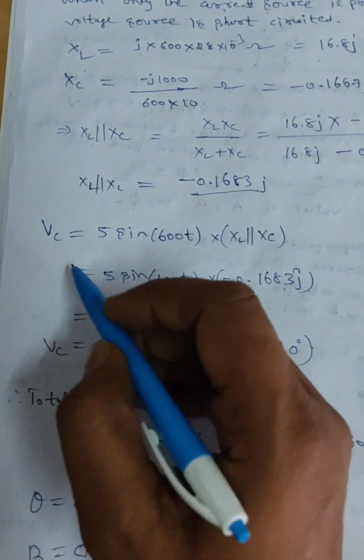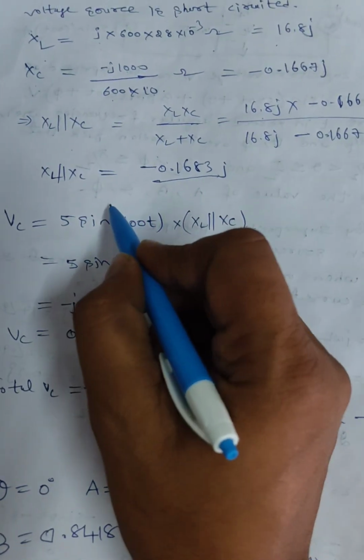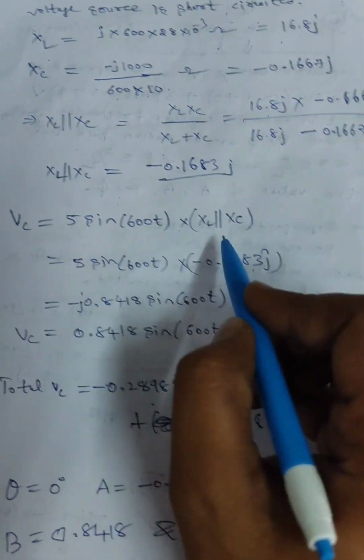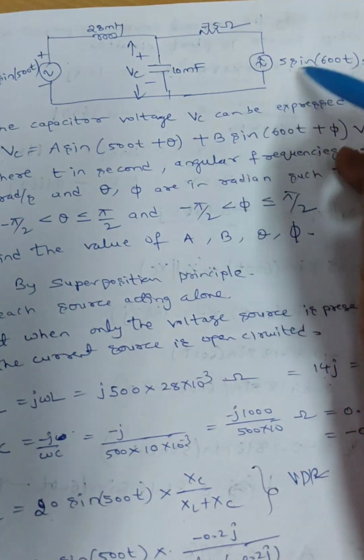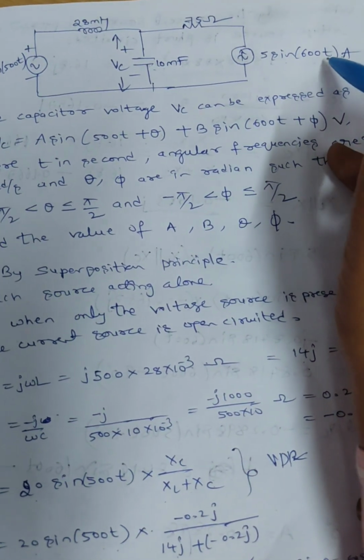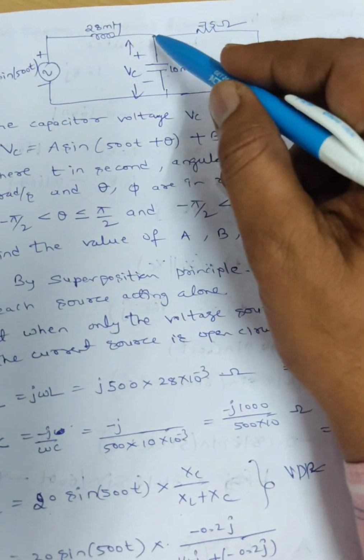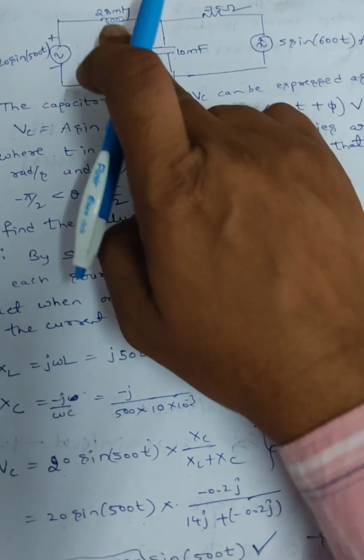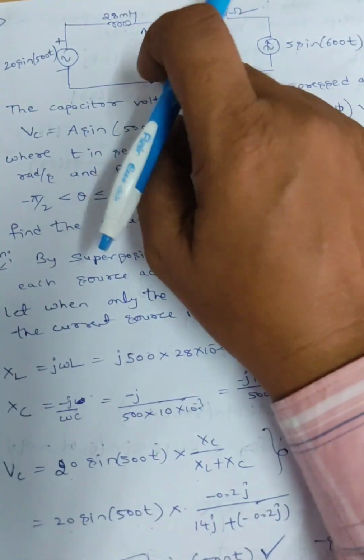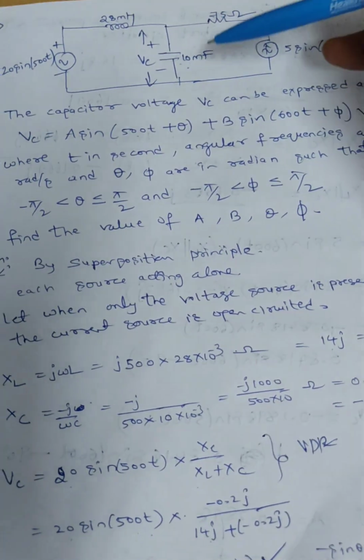Now, what is the voltage across the capacitor? Okay, current into the parallel combination. See, what is the current flowing here? The same, 5 sin 600t only. Okay, whatever current is flowing, whatever the voltage in this capacitor, the same voltage will be in this inductor, because both are in parallel. In parallel, voltage should be the same.